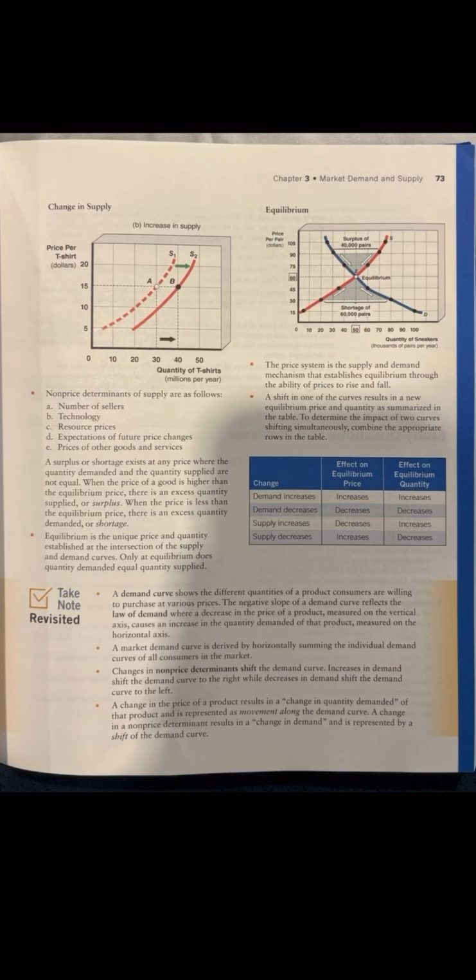A shift in one of the curves results in a new equilibrium price and quantity, as summarized in the table. To determine the impact of two curves shifting simultaneously, combine the appropriate rows in the table.